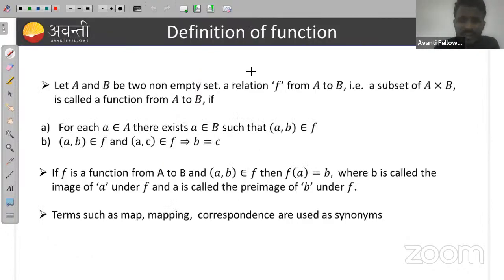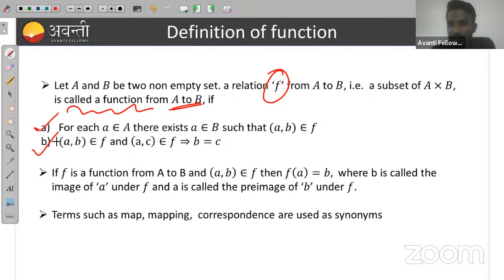So that is what we are going to see here. Let A and B be two non-empty sets. Again, as you know, a relation is established between two non-empty sets. So here A and B are two non-empty sets, and F is a relation from A to B. And you know relation means what? A subset of A cross B. We call it a function from A to B if it satisfies these two basic conditions, these two conditions only.